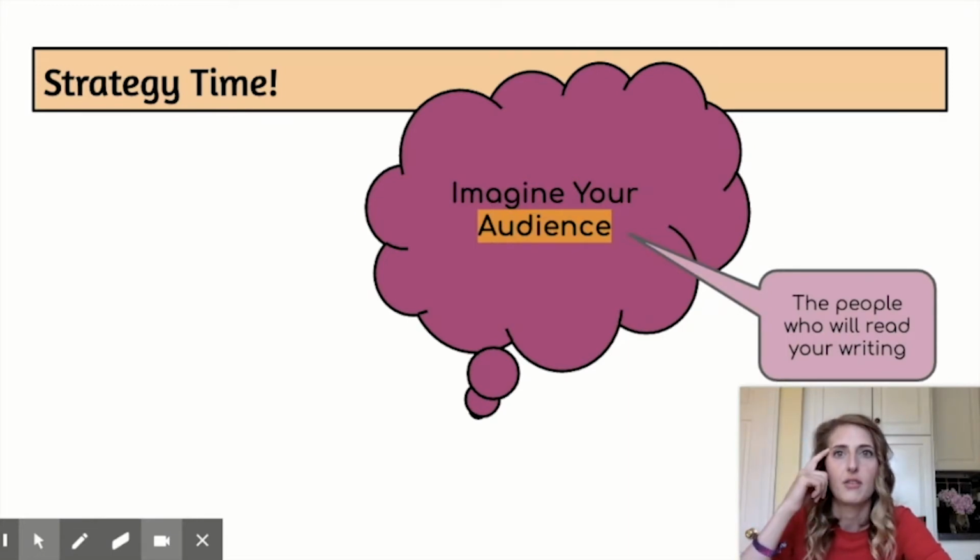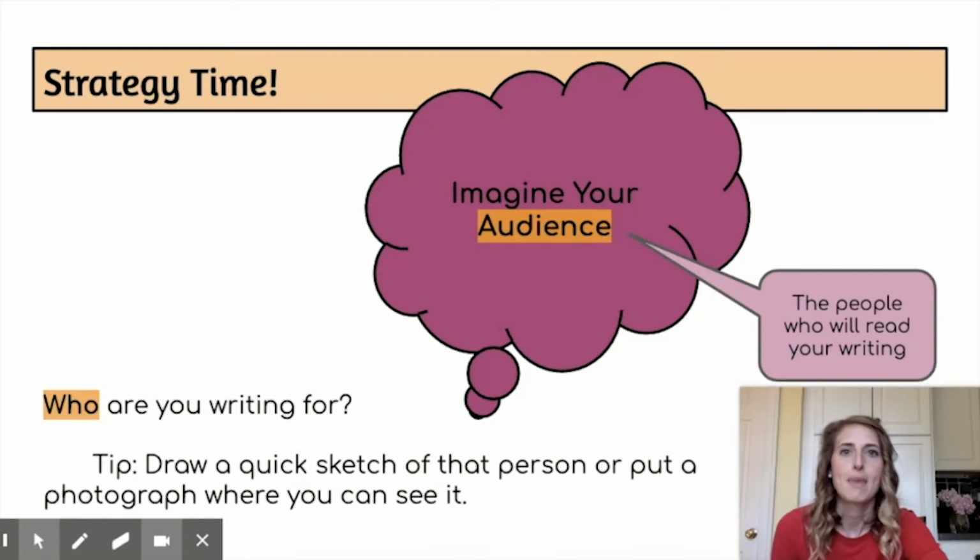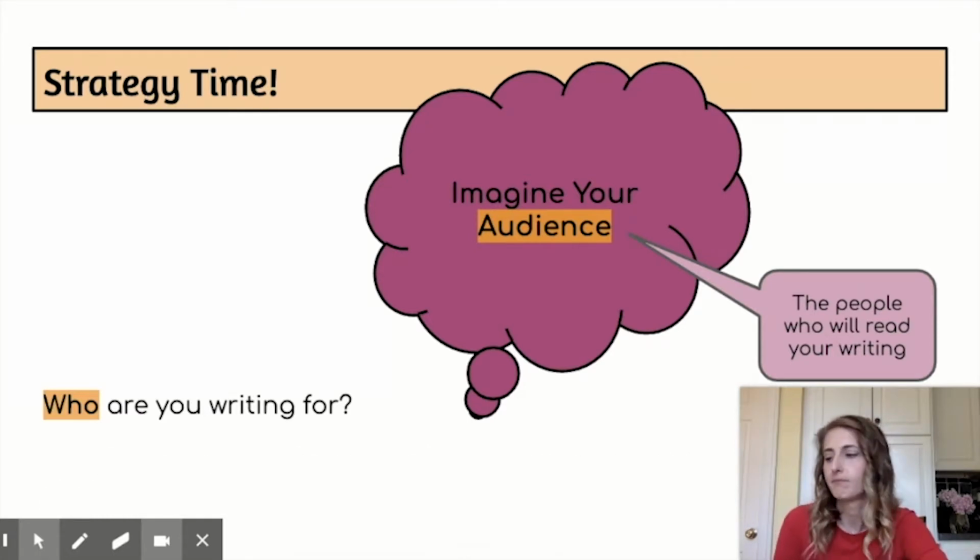Think to yourself, who are you writing for? Who will read your writing? It might be your teacher. You might share it with someone at home, or you might just be writing for yourself. Pause and think about that for a moment. Who am I writing for? I know, I'm going to be writing for my mom.